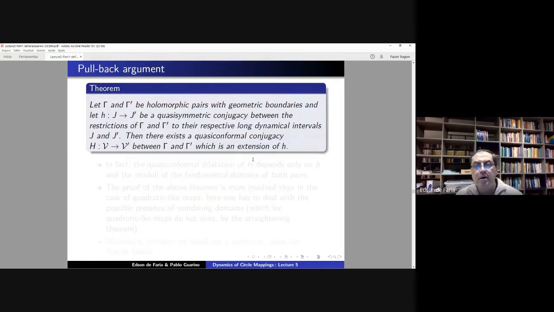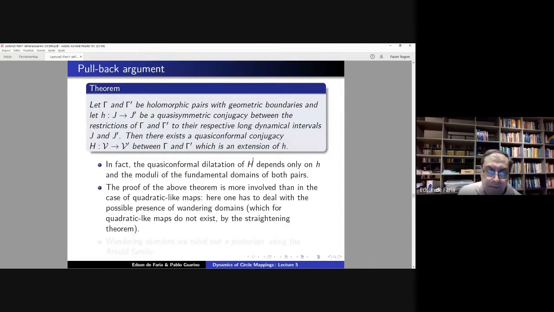Anyway, so there is a pullback argument, and the proof of this theorem is more involved than the case of quadratic-like maps. For quadratic-like maps, you have the straightening theorem that tells you that these maps are always conjugate to actual quadratic maps. And quadratic maps, because they are a special case of rational maps, you have Sullivan's theorem that says that there are no wandering domains for these maps. So wandering domains are already ruled out, so you don't have to deal with them.